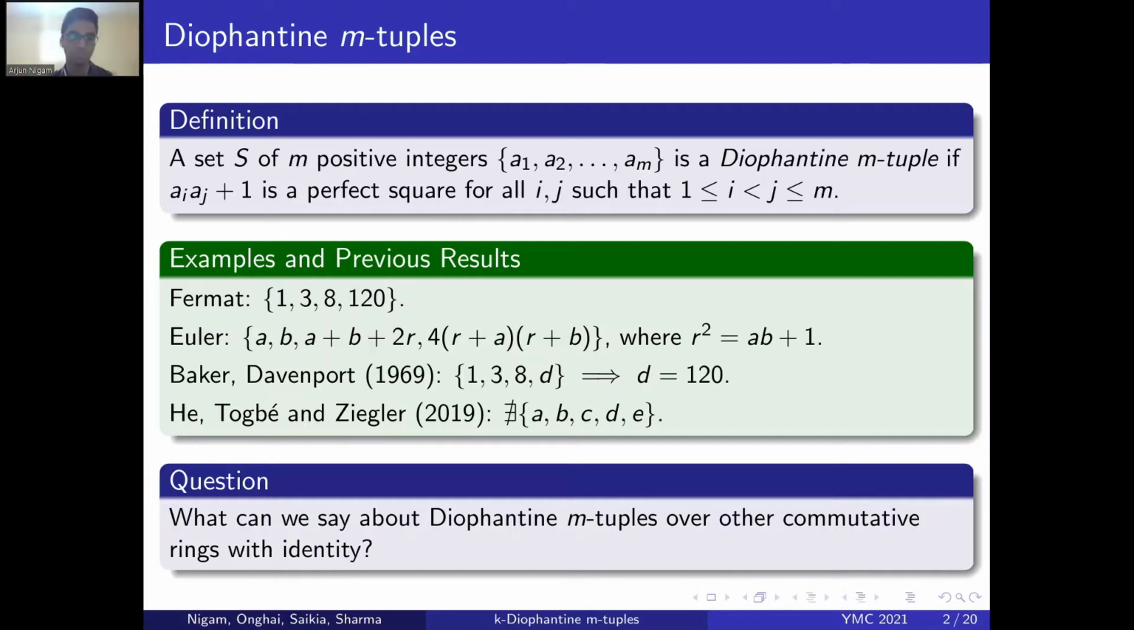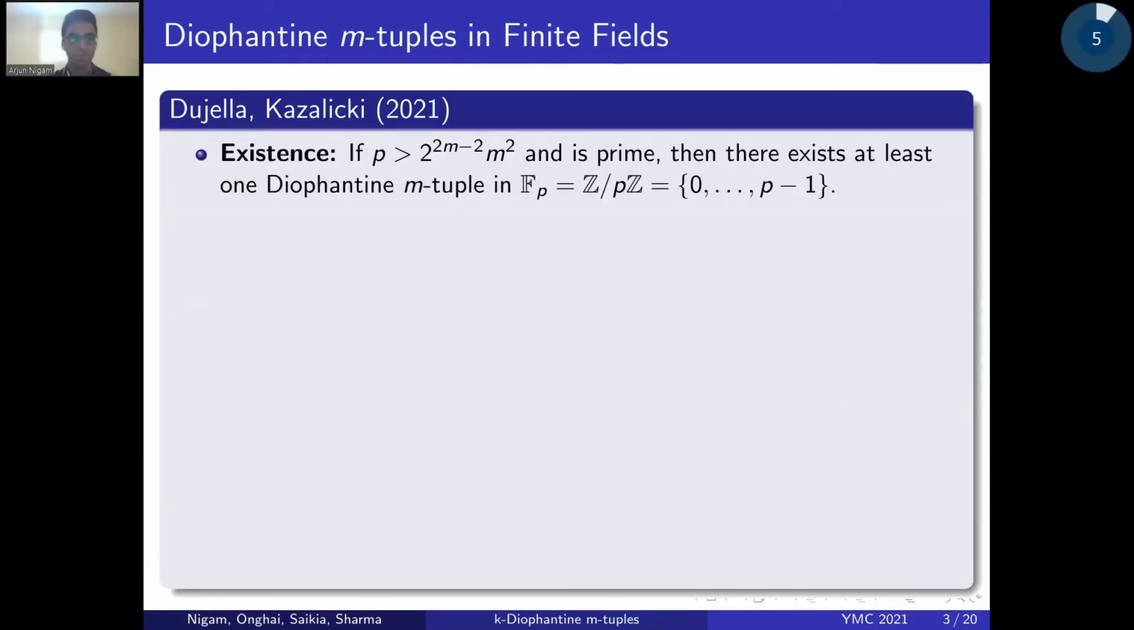So the motivation of this project was to look at Diophantine m-tuples in commutative rings in general, instead of just restricting ourselves to the integers. So Dujella and Kazalicki worked on Diophantine m-tuples in finite fields, and they came up with a few results. The first one is the existence of Diophantine m-tuples in F_p for p large enough.